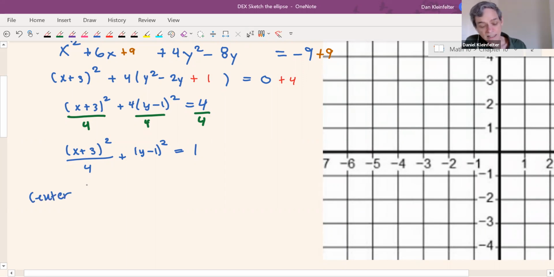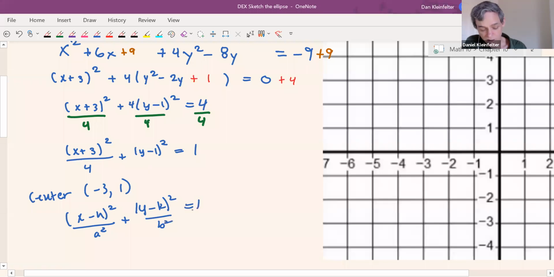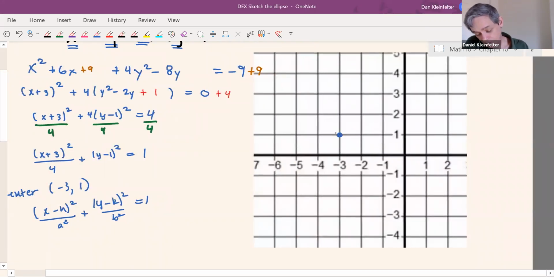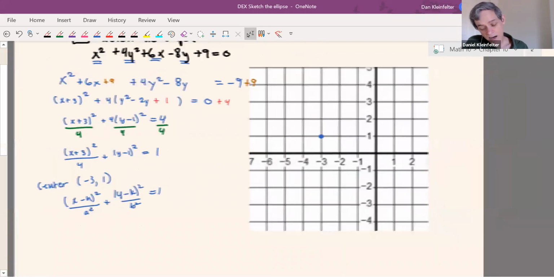Okay, the center's x coordinate will be -3. Its y coordinate will be +1. You want to remember that the standard form for an ellipse looks like (x minus h) squared over, in this case, a squared, and then (y minus k) squared over b squared equals 1. Okay, so the center there is at (h, k). All right, so then our center is at (-3, 1). And then we need to figure out all the rest of it.